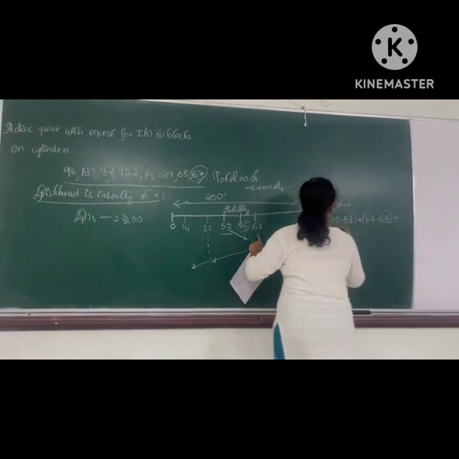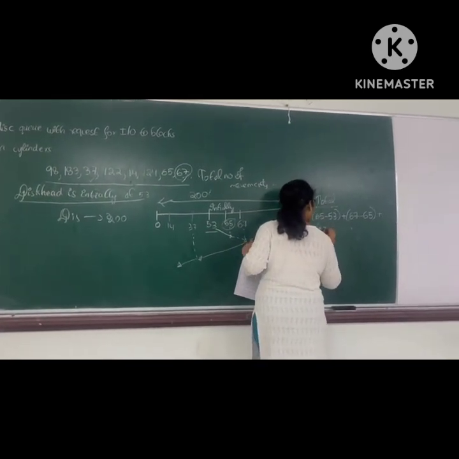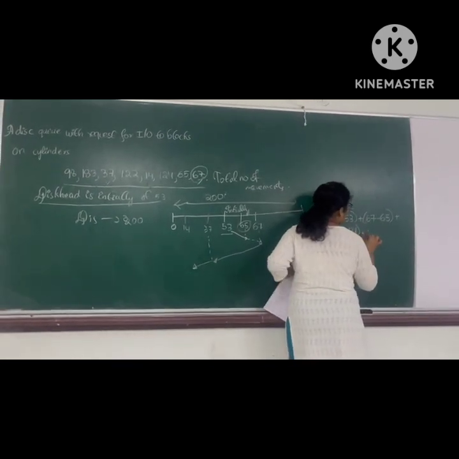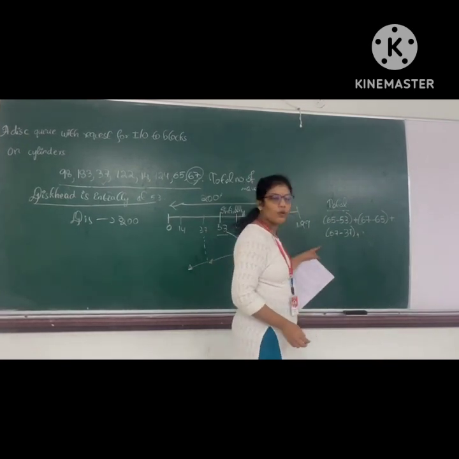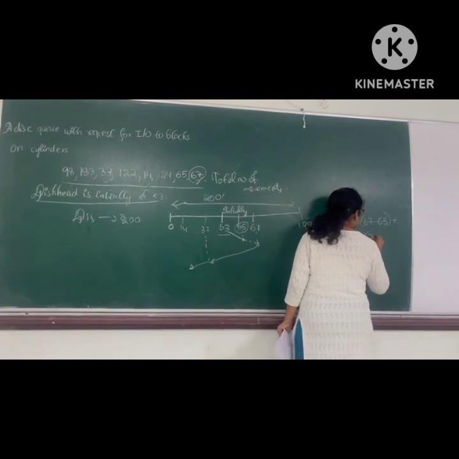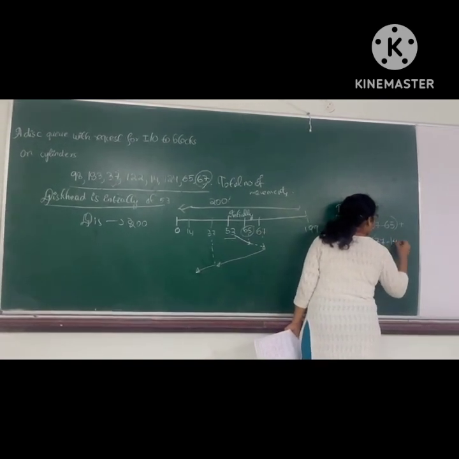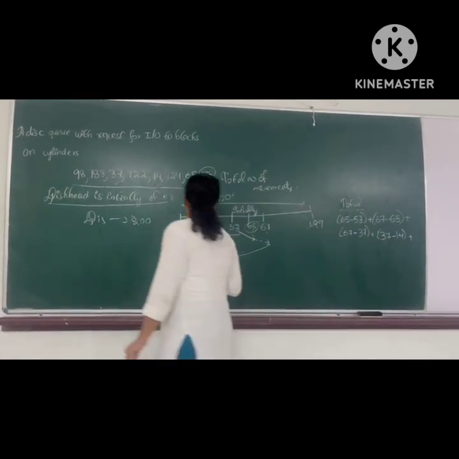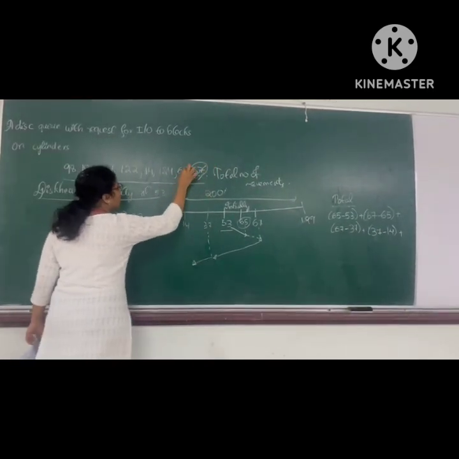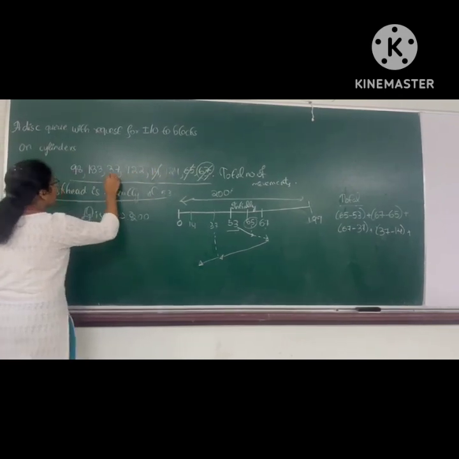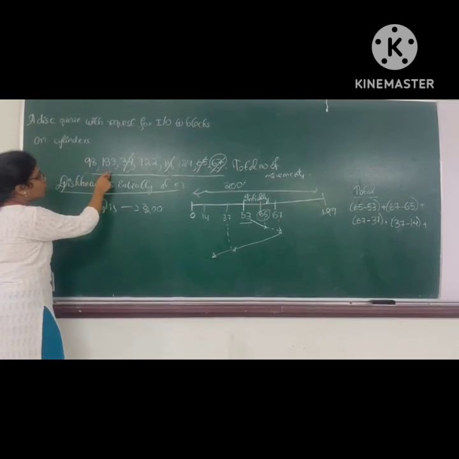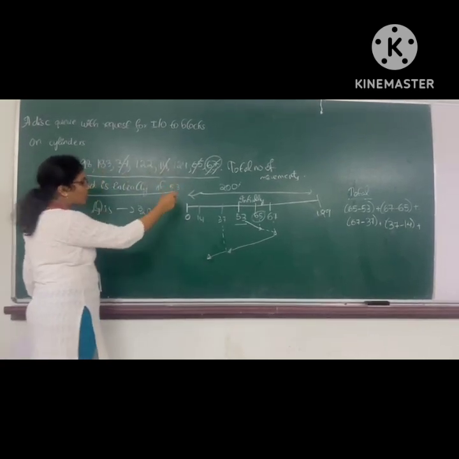From 67 we move to 37, that's why 67 minus 37. Here we always subtract the lower value from the higher value only. And from 37 we move to 14. And now from 14, what is the nearer value? Here 67 is already completed, 65 is completed, 14 is completed and 37 is completed. Now the remaining values are 98, 183, 122 and 124.